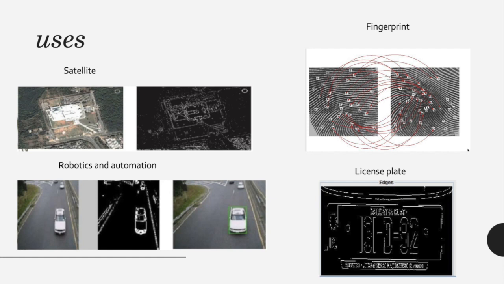There are a lot of uses of edge detection in the real world. For example, satellites can use edge detection to map out terrain clearly. It can be used in robotics and automation. Robots and self-driving cars use edge detection to clearly map out whether a car is coming or not. Fingerprints use edge detection. License plate cameras on the road use edge detection to catch cars that are violating the law.